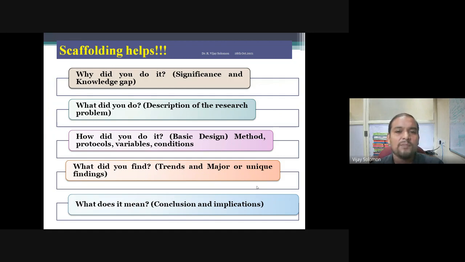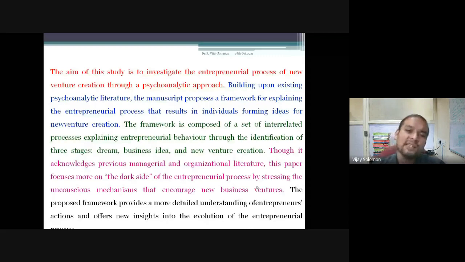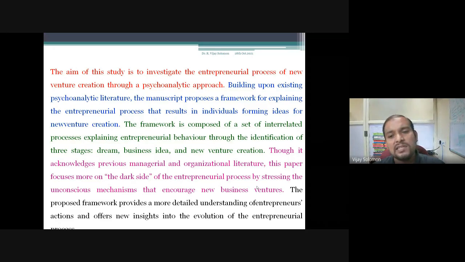Now, I have taken one particular paper from the Journal of Innovation and Knowledge, and I have looked at its abstract. What are the key elements that it has? The aim of the study is to investigate. So they have started with the significance of the work, and building upon existing literature, the manuscript proposes a framework. So what did they do? They mentioned that the framework is composed of a set of interrelated processes explaining entrepreneurial behavior through identification of three stages: dream, business idea, and new venture creation. So what are the key variables that they have targeted here?